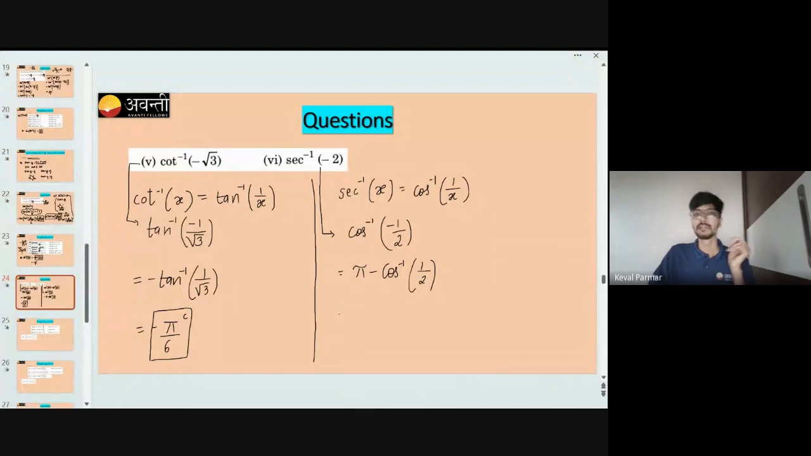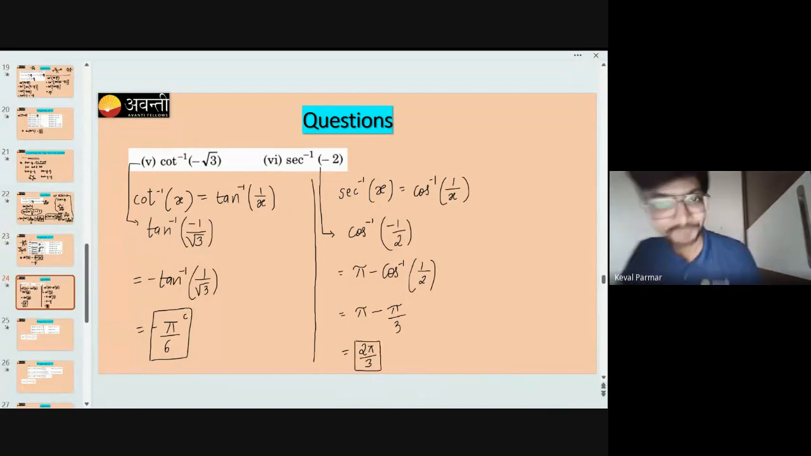Let me guess, I guess 60 degrees. 60 degrees means pi by 3 radians. And what is pi minus pi by 3? Pi minus pi by 3 is 2 pi by 3. My final answer is 2 pi by 3. I hope this is very clear.